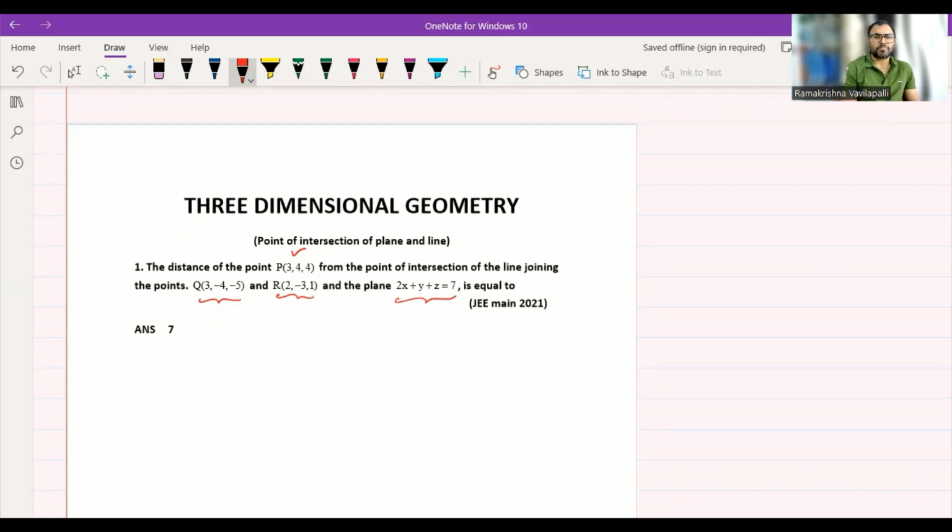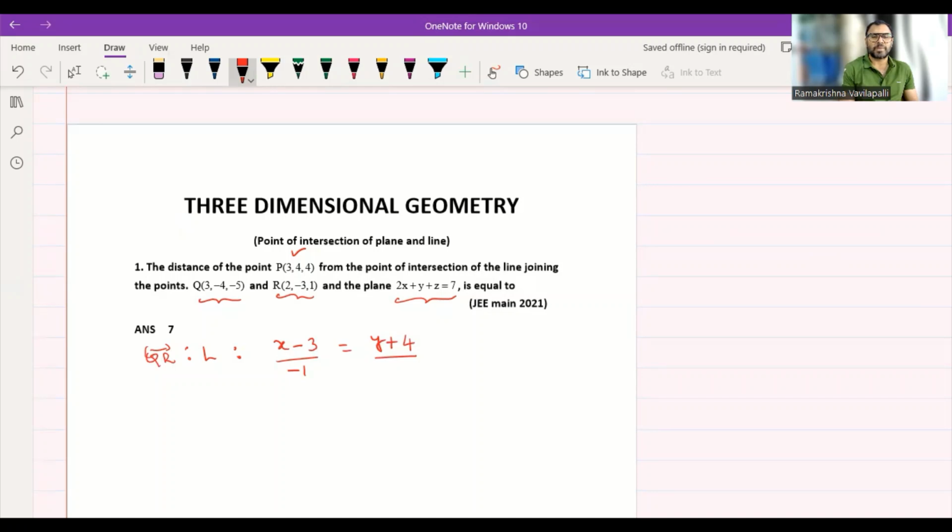So line QR is x minus first point 3, minus 4, minus 5. So equation of line passing through 2 points: x minus 3 by direction ratios 2 minus 3 minus 1, equal to y plus 4. You can take first point or second point. Direction ratios, just subtract Q coordinates from R coordinates.